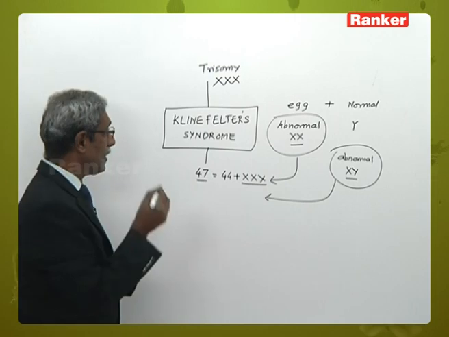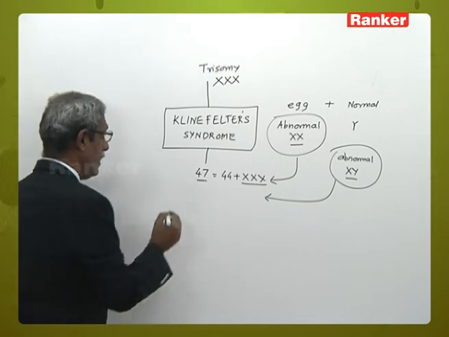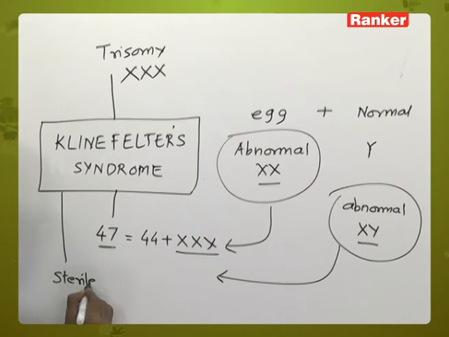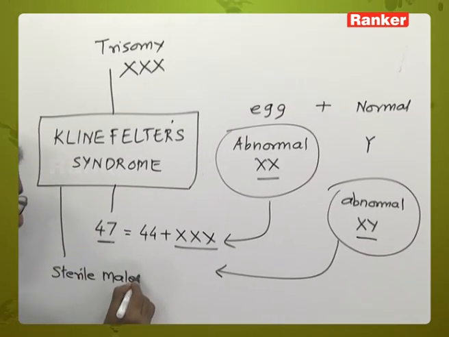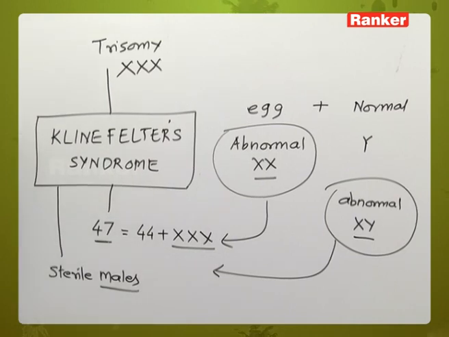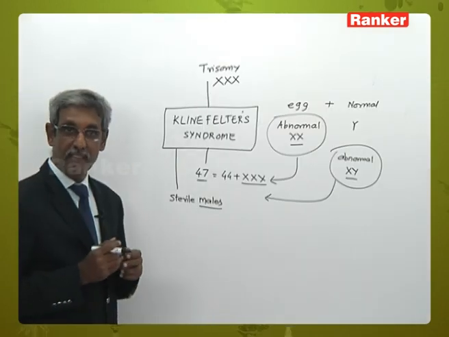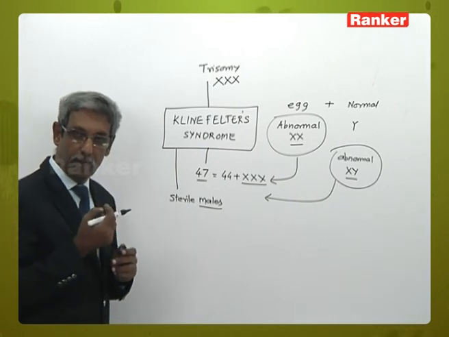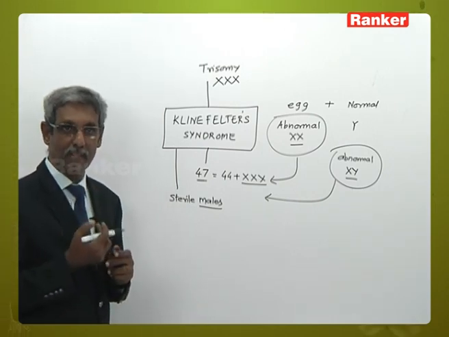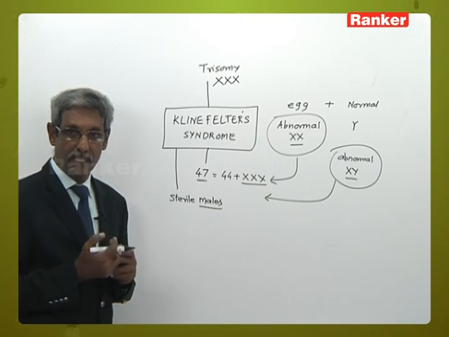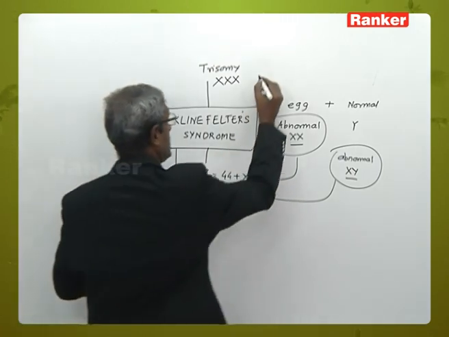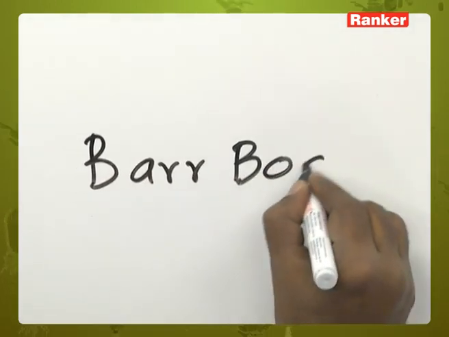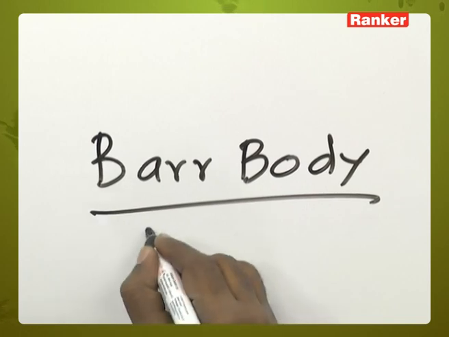The basic feature of Klinefelter syndrome is that it results in the formation of sterile males. So it is predominant in males. Klinefelter syndrome can easily be identified when you take a scrap of the epithelial cells on the cheek. In the interphase cells, they are distinguished by the presence of a bar body. So the bar body is a very important indicator of Klinefelter syndrome.